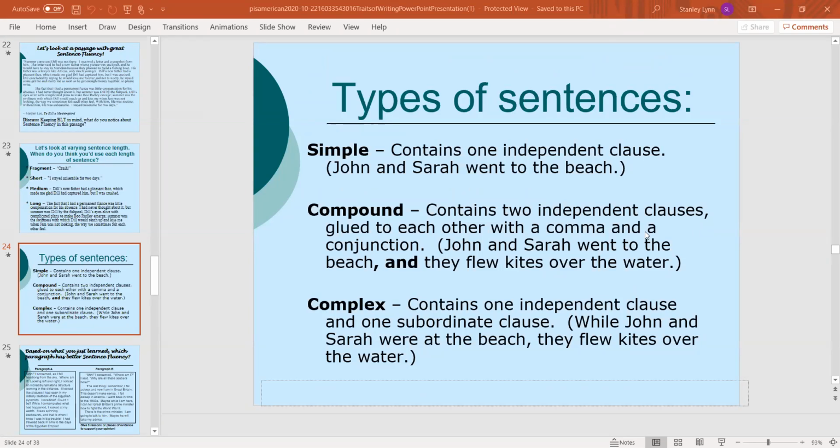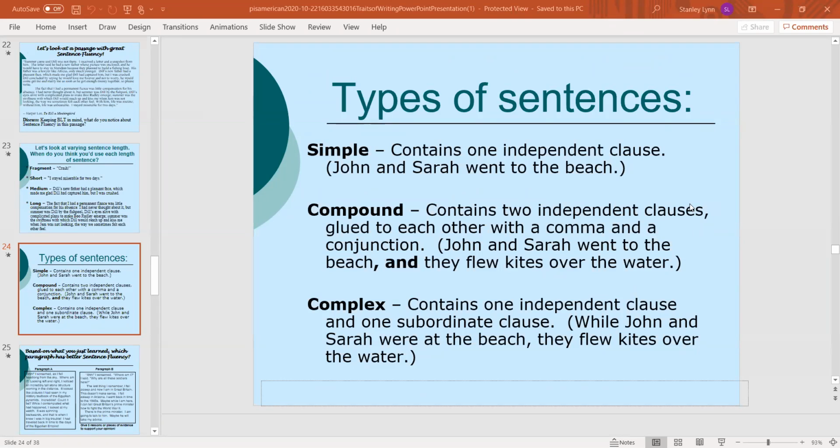Types of sentences to use. Simple: contains one independent clause. John and Sarah went to the beach. Next, compound sentences: contains 2 independent clauses glued to each other with a comma and a conjunction. John and Sarah went to the beach, comma, and conjunction. They flew kites over the water.